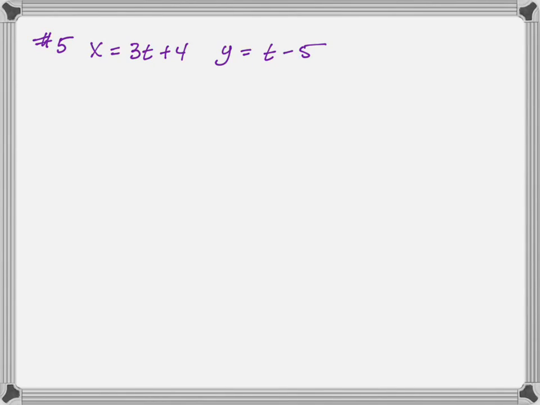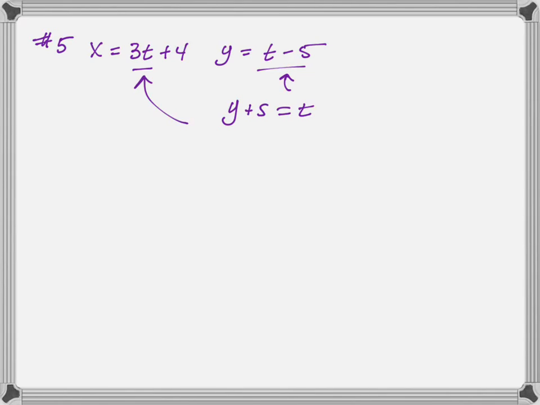Okay, for number 5, you're supposed to write this in rectangular form. So we are going to solve one for t. Let's solve this one for t. So we get y plus 5 equals t.